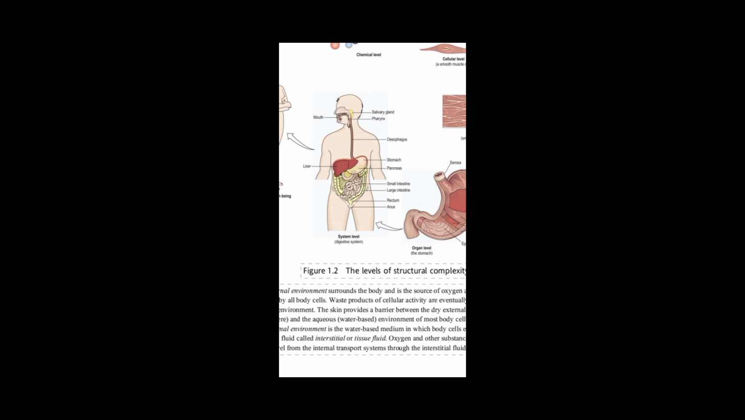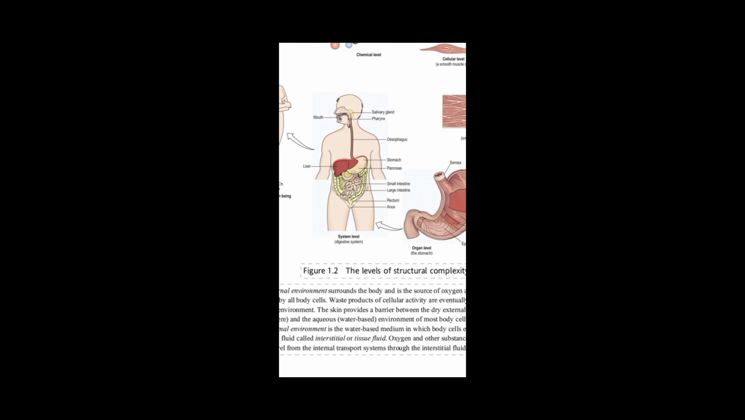So we have different types of organs in the human body: the stomach, the eye, the liver, and so forth. Now, that was the organ level of human organization. When different types of organs combine, they form a system.